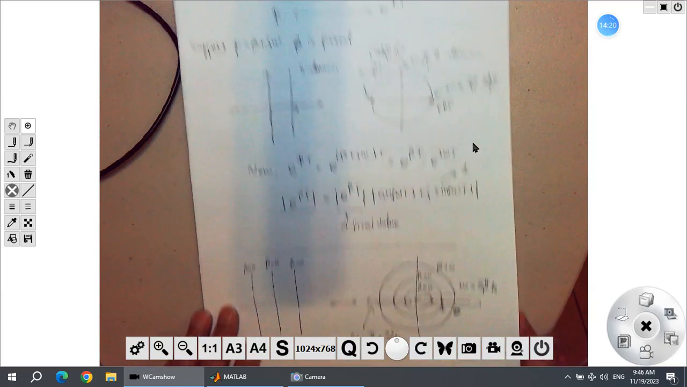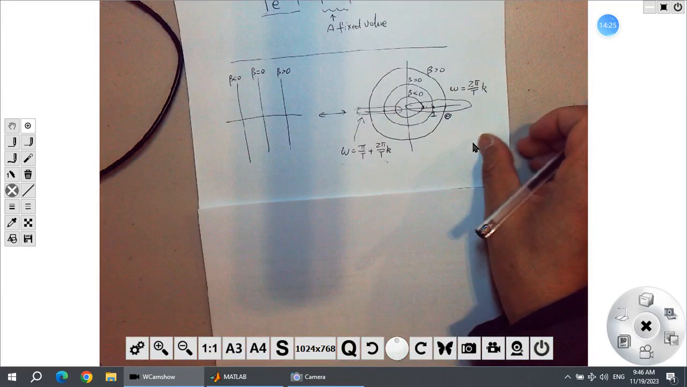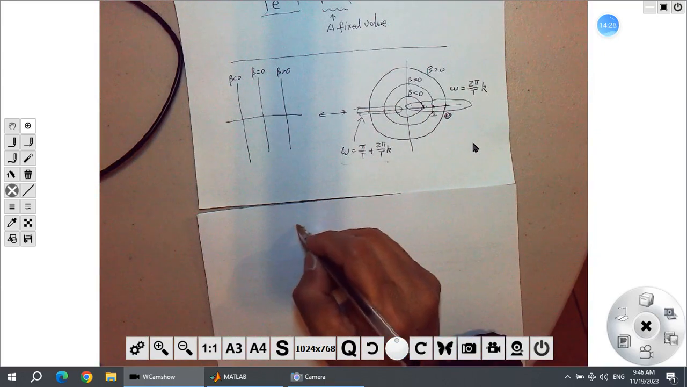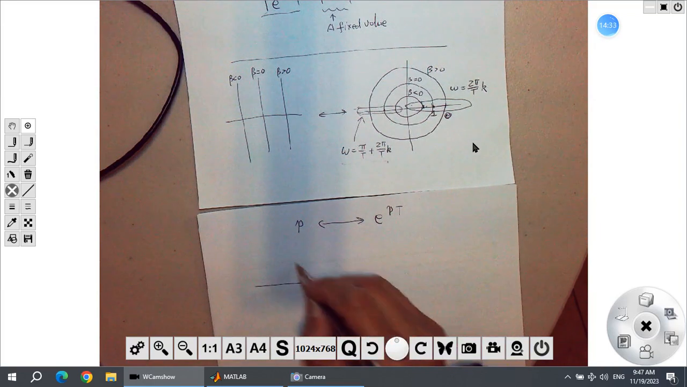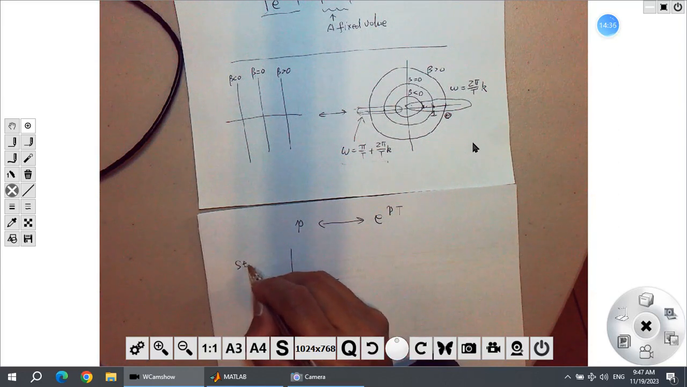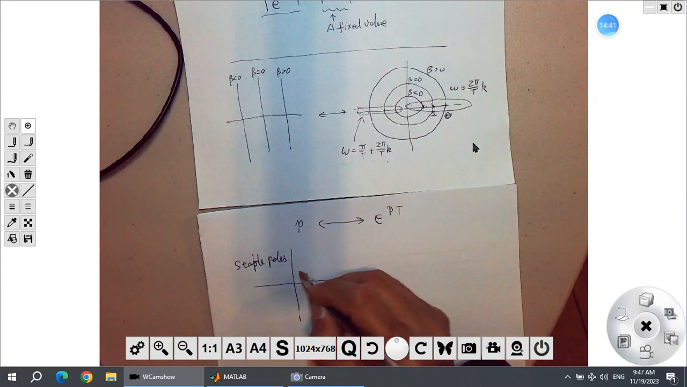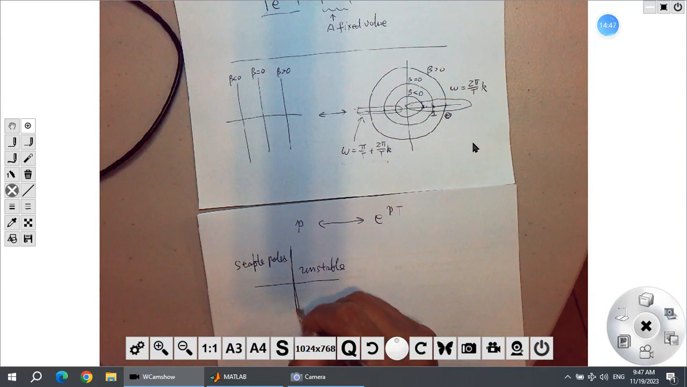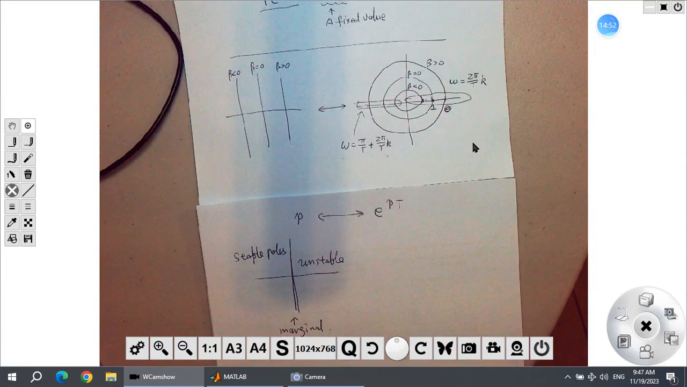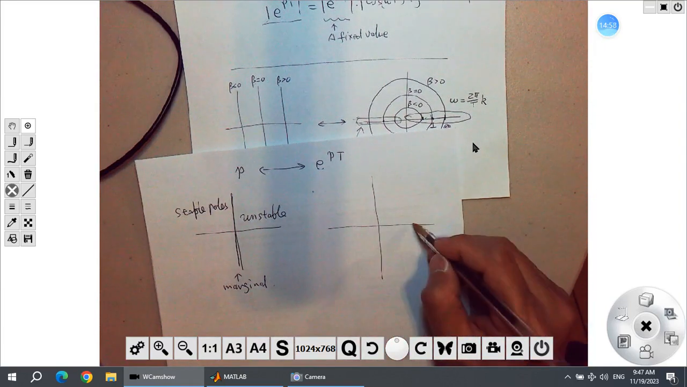Then we know something about stability. Poles according to e to the pt: this side is stable poles. This side is unstable poles. And in the middle is marginally stable, or unstable.